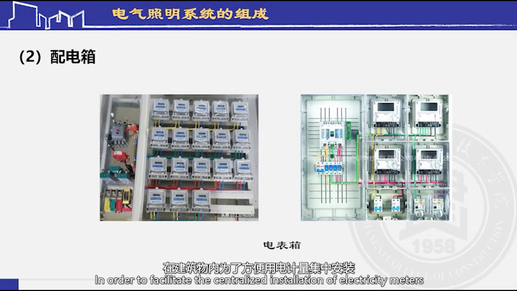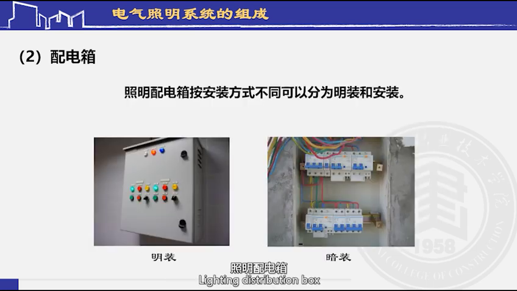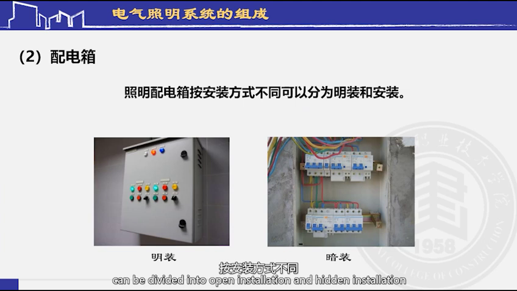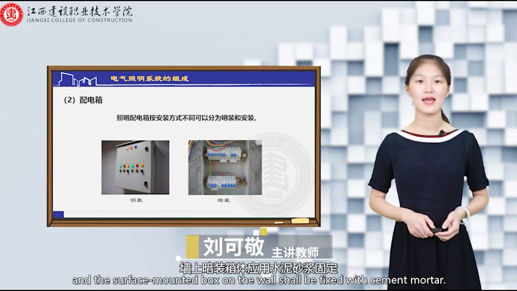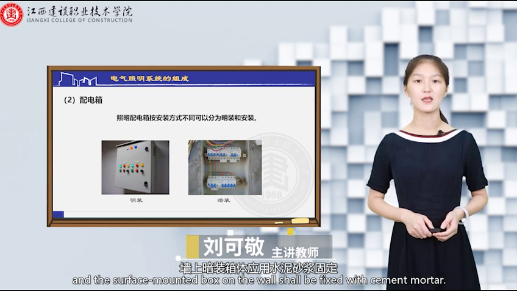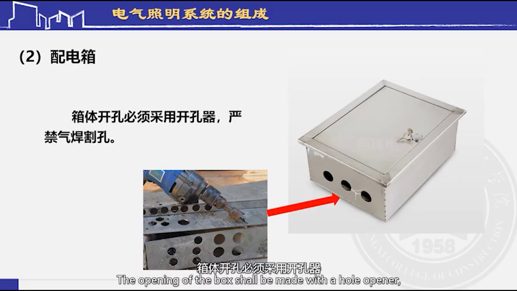In order to facilitate the centralized installation of electricity meters and switching equipment in the building, it is also known as the electricity meter box. The lighting distribution box can be divided into open installation and hidden installation, according to different installation methods. The surface-mounted box on the wall shall be fixed with expansion screws, and the concealed box in the wall shall be fixed with cement mortar. The periphery of the panel shall be close to the wall. The opening of the box shall be made with a hole opener, and gas welding shall not be used to cut the hole.